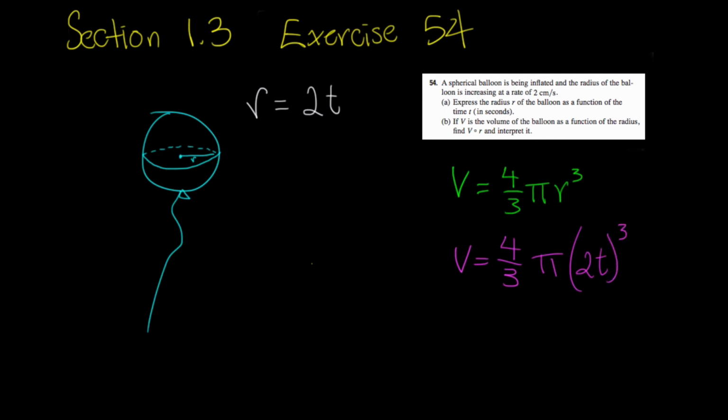Alright, so it says interpret this. There's not much really to interpret. As the radius increases, it gets cubed, and then it's multiplied by pi, and then it's multiplied by 4/3, and then you're given your volume. So what we have here is volume in terms of time, specifically t seconds. So the volume will increase as time increases in this case.